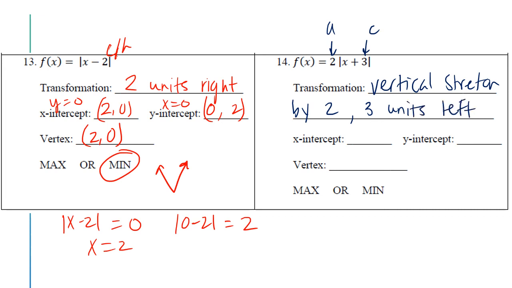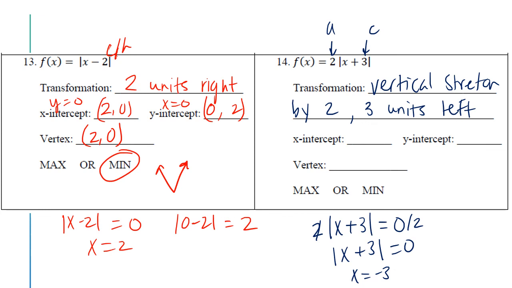Okay, my x-intercept. So if I wanted to find my x-intercept mathematically, I would have 2 absolute value of x plus 3 equals 0. Well, up here, it's going to be the absolute value of x plus 3 equals 0. The reason being is to get it by itself, when I divide by 2, 0 divided by 2 is 0. So what would x have to be in order for this to be 0? Well, x would have to be negative 3. So my x-intercept is at negative 3, 0.